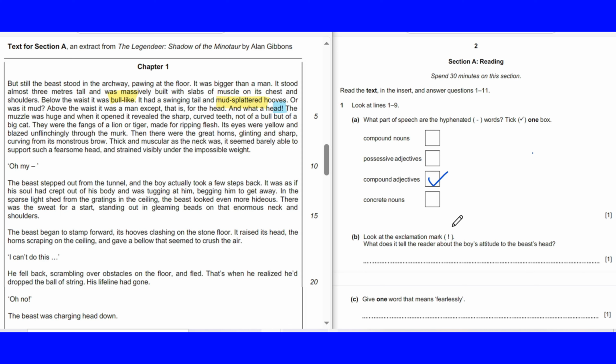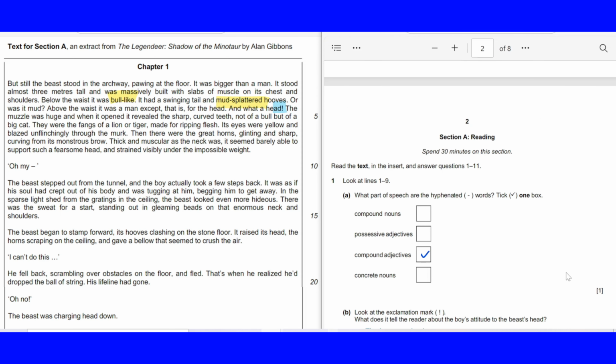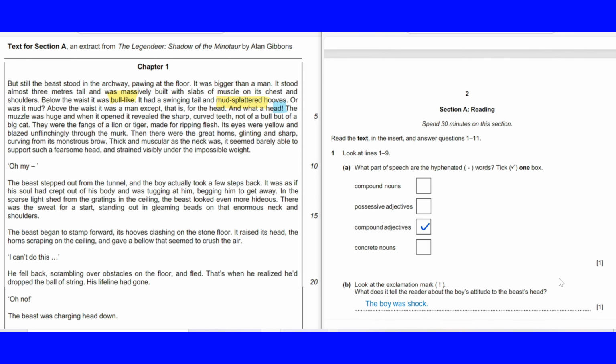So let's check the answer and discussion. The answer is the boy was shocked. That is an example of a correct answer. If you have any other possible answer, you may write it down in the comment section. Anything related to shock, like fear, will also be okay. Alright, next, let's move on to question 1C.